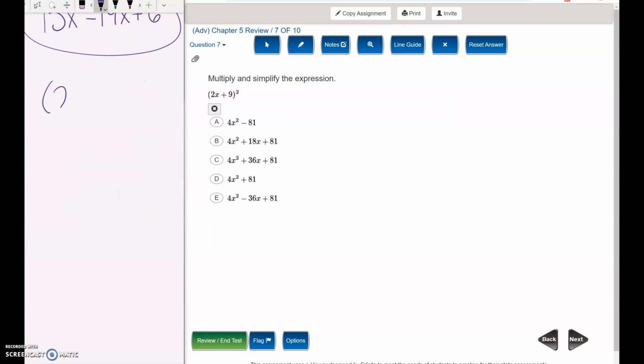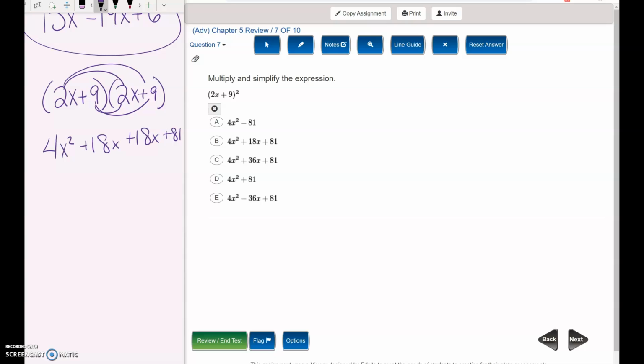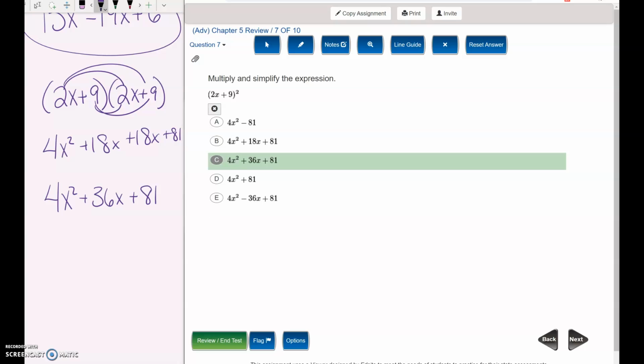2x plus 9 squared means 2x plus 9 times 2x plus 9. We need to double distribute. 2x times 2x is 4x squared, plus 18x, plus 18x, plus 81. Sorry about the background noise. There's people in the hallway as I'm trying to record. 4x squared, 18 and 18 is 36x, plus 81. So 4x squared plus 36x plus 81 is that answer.